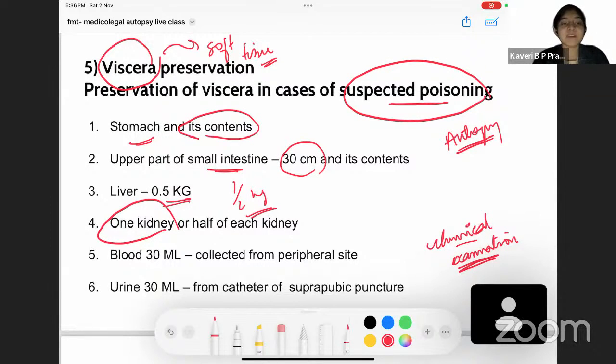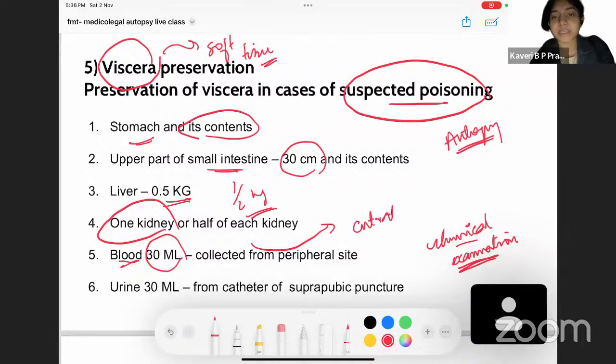You have to preserve blood. How much blood? 30 ml of blood. And from where do you take it? From a peripheral site, not from a central site. You're not going to puncture a central site, for example a femoral artery or a carotid artery, to take blood. You will always take blood from a peripheral site, for example a radial artery or a brachial artery. Peripheral site. Remember this. It's important for your MCQ.